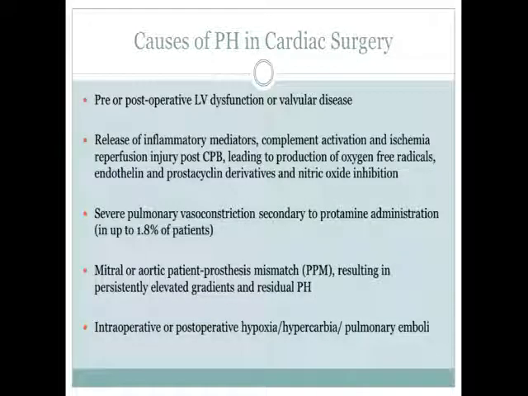And then with valve surgeries, you can have this thing called patient-prosthesis mismatch. So, for example, in mitral valve replacements, if your effective orifice area is small in relation to the size of the patient's body, you can generate higher pressures across that valve despite a normally functioning prosthesis, and that causes pulmonary hypertension to persist and result in continued pressure on the right side of the heart. And then we already talked about intraoperative or perioperative hypoxemia, hypercarbia, etc.